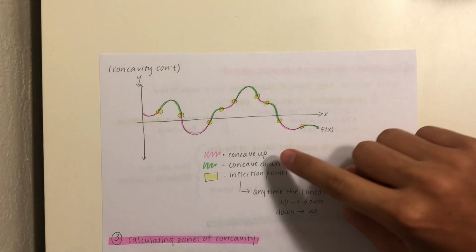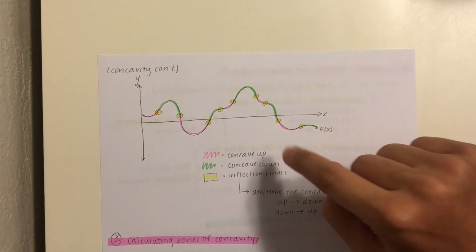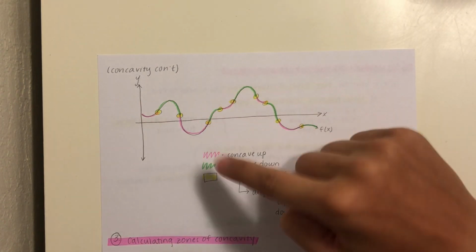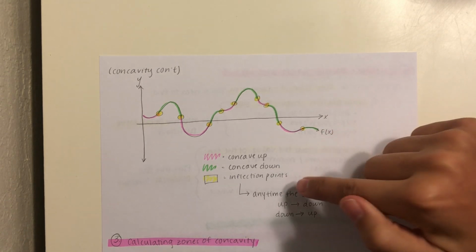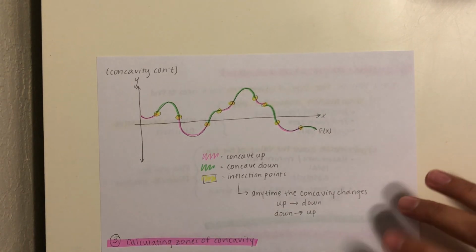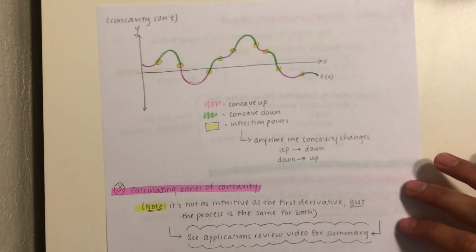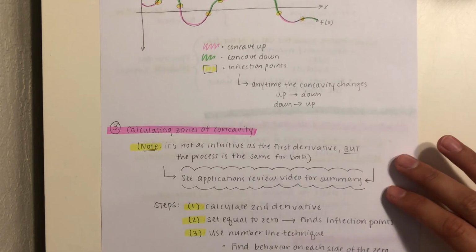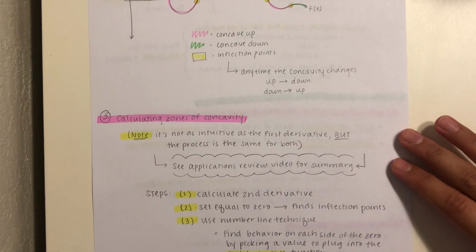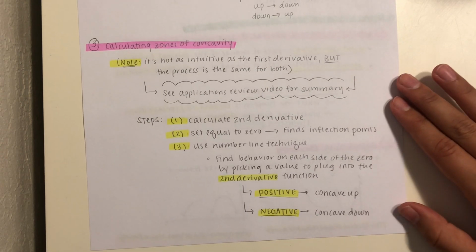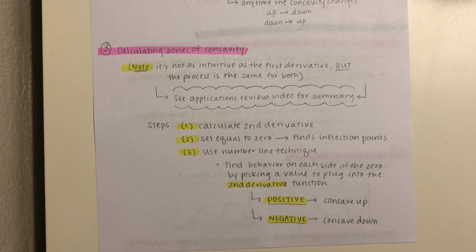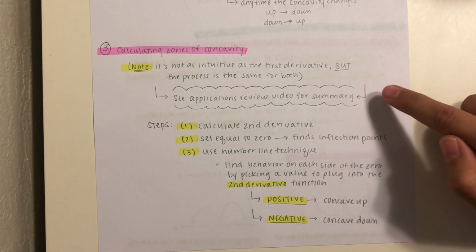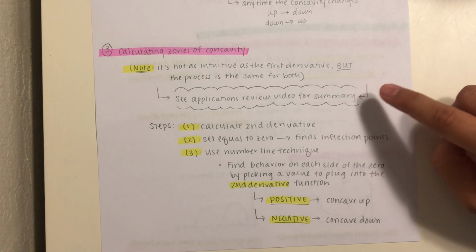Sometimes visually it's easier to find where it's up and down and then find the inflection points. Calculation-wise, it's easier to find inflection points first and then go from there. So if you're talking about zones of concavity, admittedly it's not as intuitive to describe as the first derivative, but the process is the same, and that gets proven in the applications review video.